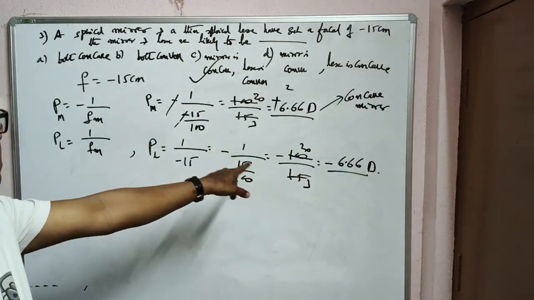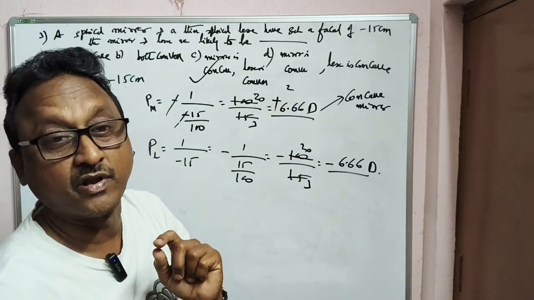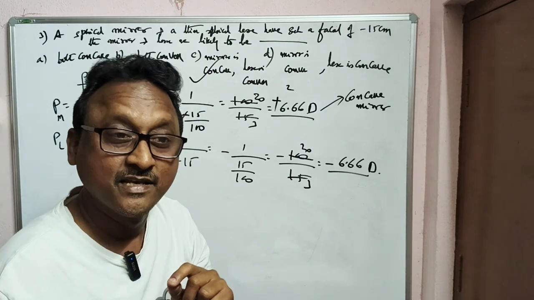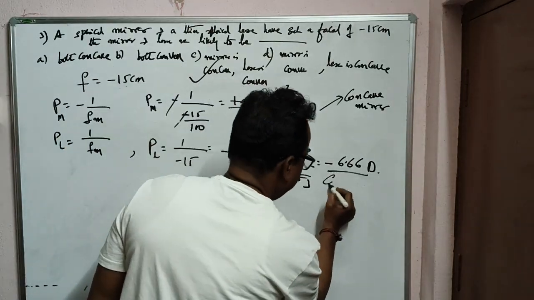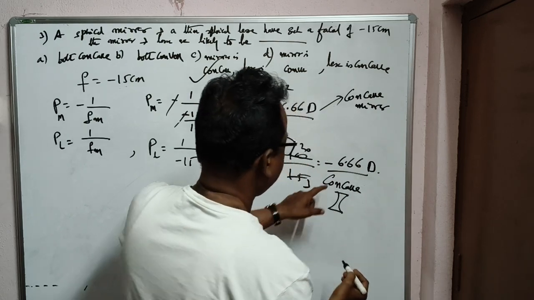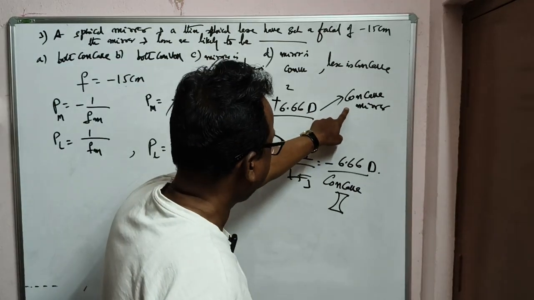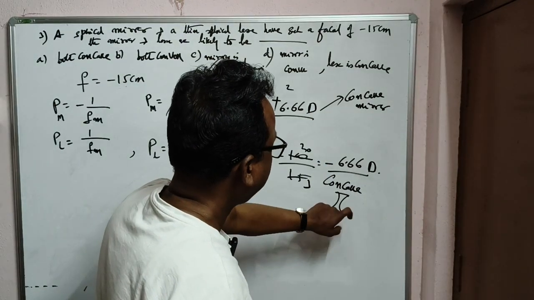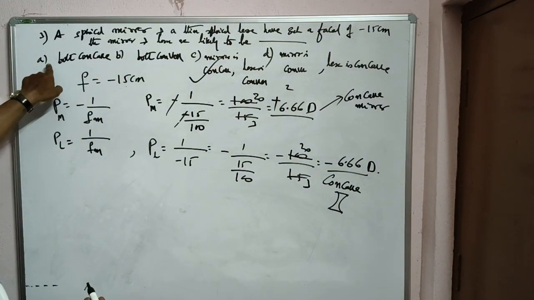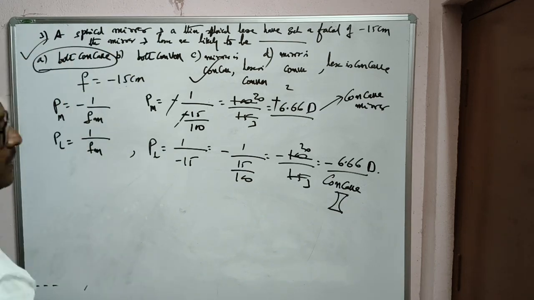Here I got a negative value of the power, minus. When the power is negative, it is a diverging lens. Convex is a converging lens, concave is a diverging lens. So this lens should be a concave lens because power is negative. That means the mirror is a concave mirror and the lens is concave, so both are concave. See here, A. Both are concave, A is the right answer.